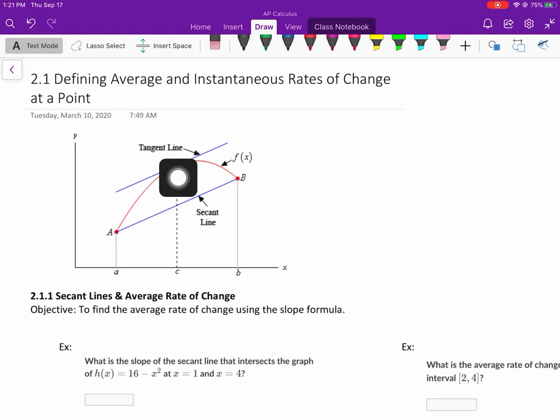But what we're going to do with this to start off is talk about the slope of the secant line, which is otherwise known as the average rate of change over an interval. So from A to B, the average rate of change would be the slope between the two endpoints. That would give us the average, but not the instantaneous rate of change.